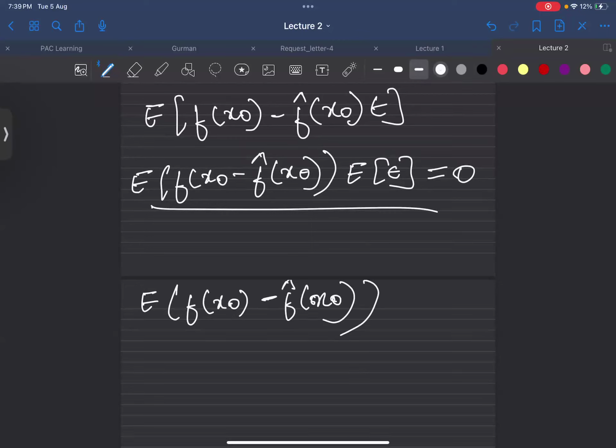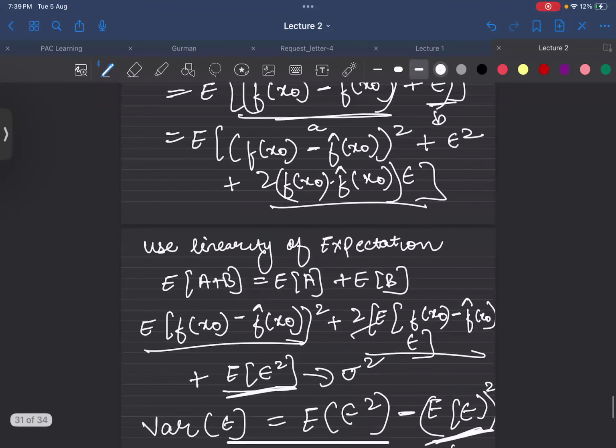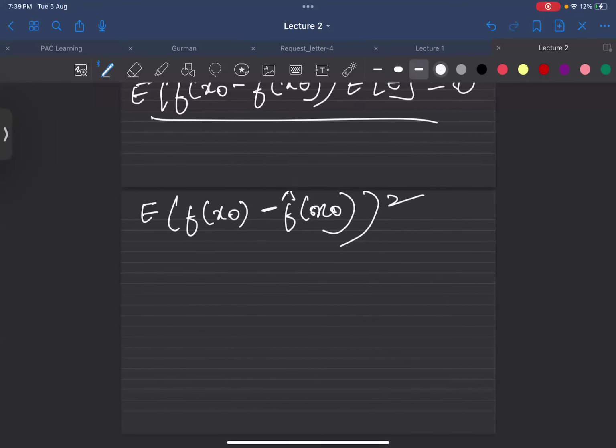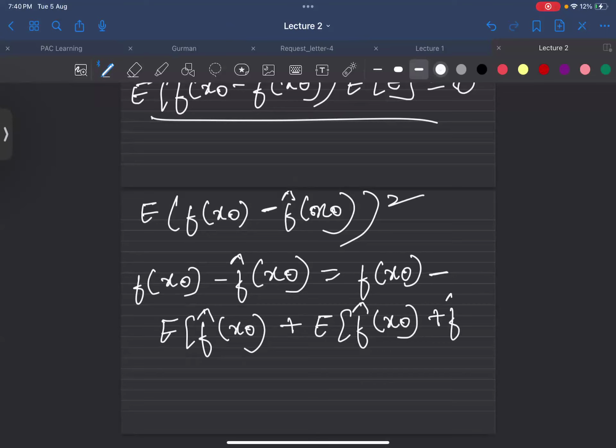So this is the first term. Am I correct? Square. It's fine. So let's take a very simple one. First take f x naught minus f bar x naught. I'll come to the square, I'll put the square and expectation. First take this one, let's write it as subtract and add expectation of f bar x naught. Just subtracting and adding also. Fine. Just subtracting and adding. Fine. Yes.